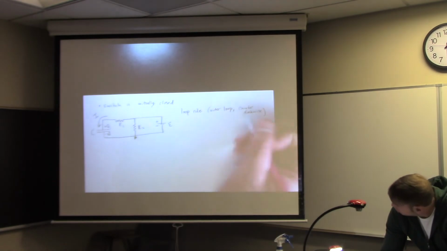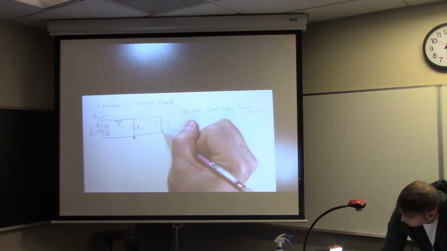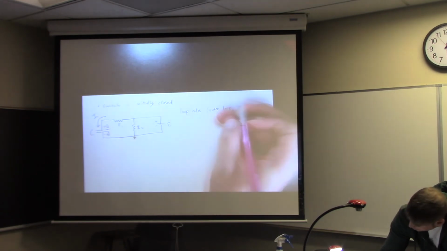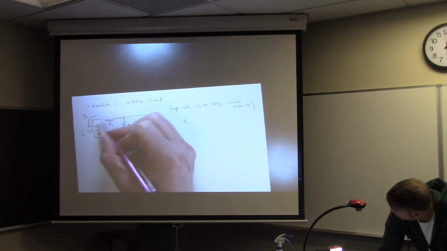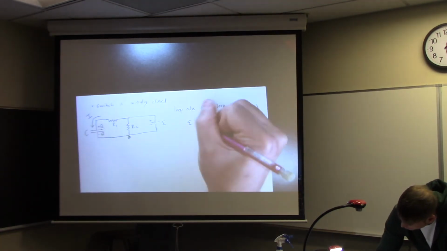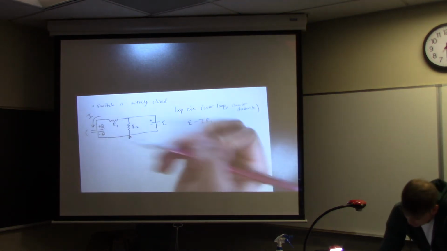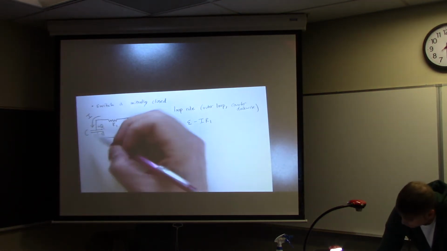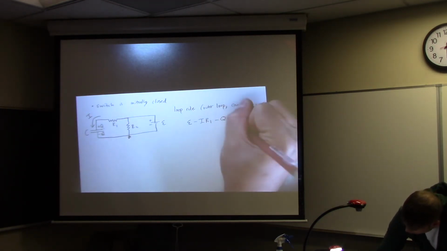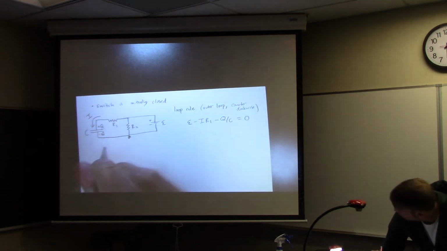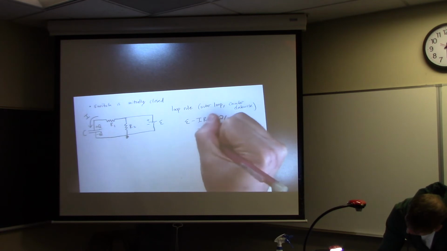So if we're doing the loop rule, counterclockwise on the outer loop, let's start here. We go across the battery, which means we have a positive epsilon. The next thing we do is we're over here, going across the resistor in the direction of current. So we have minus I R1. Then the next thing that happens is we go across the capacitor from the positive plate to the negative plate, which means we have a minus Q over C term. That equals 0.